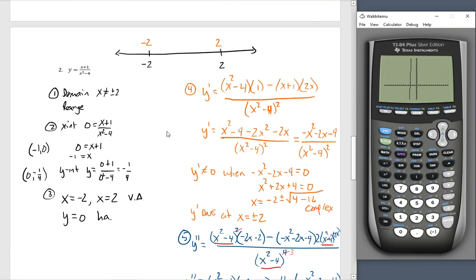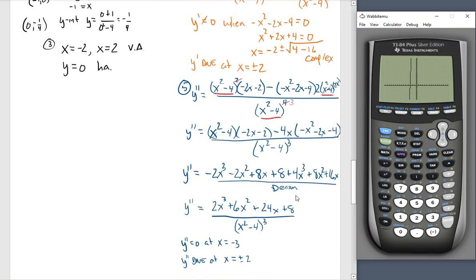No, what's our y-intercept here? I already found 1/4. I want the second derivative. I don't care about the y-intercept. I'm so sorry, guys. Back it up, back it up.